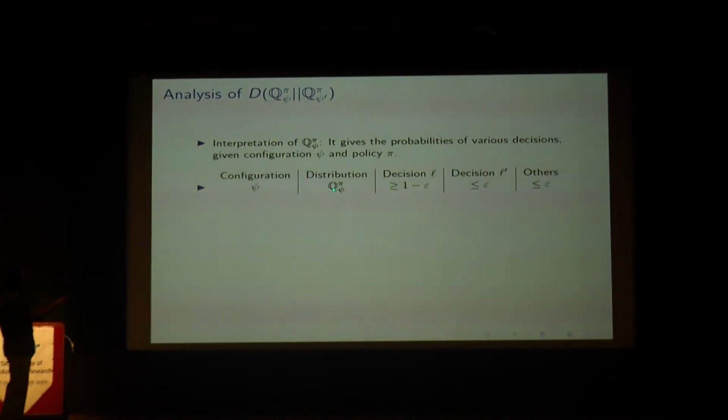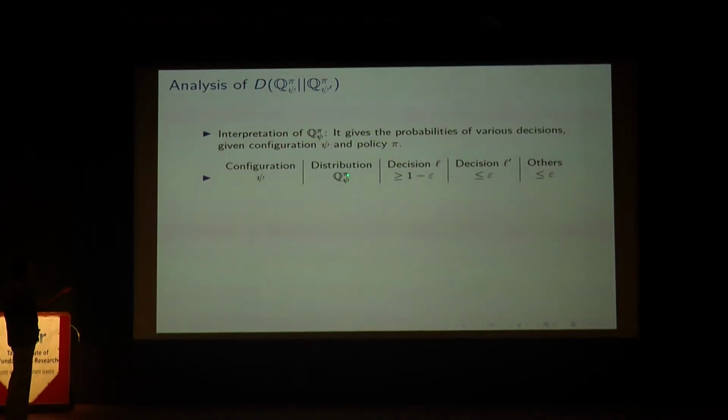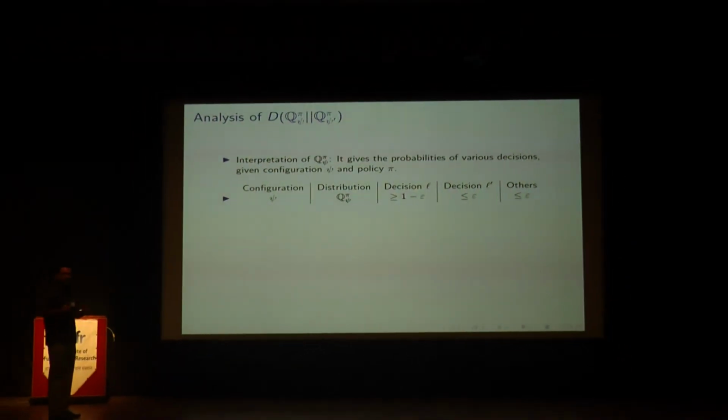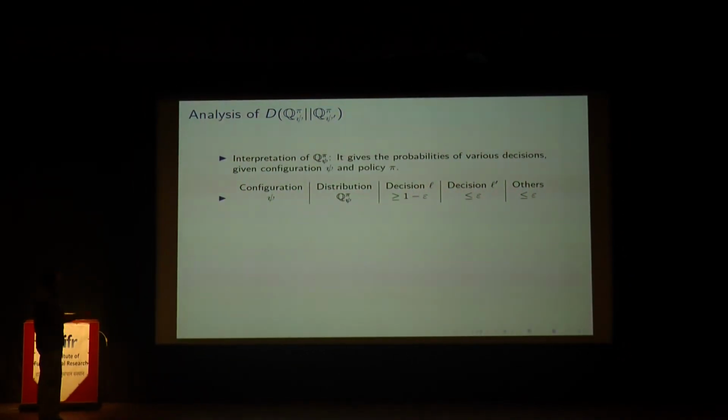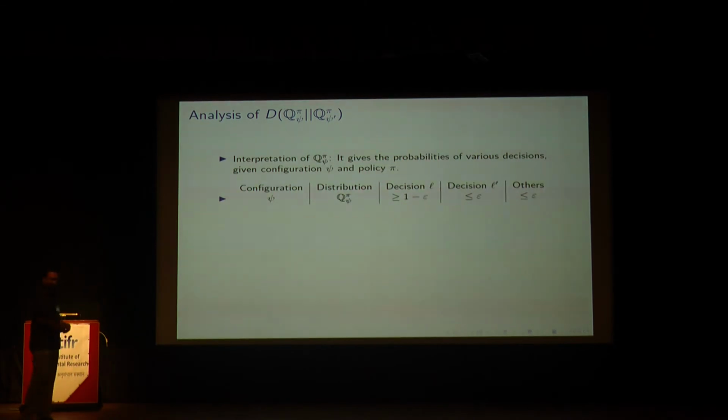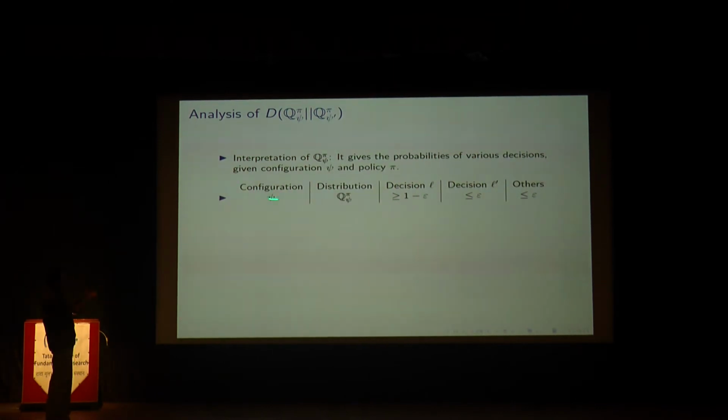The distribution then, because the ground truth is psi and your policy is pi, is the distribution that will be induced based on the actions that have been taken. Now your policy pi is a good policy. That means that you will put probability more than 1 minus epsilon on L, and in particular smaller than or equal to epsilon on L prime and all the others as well. So that's the nature of this distribution.